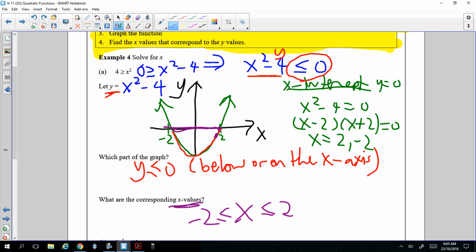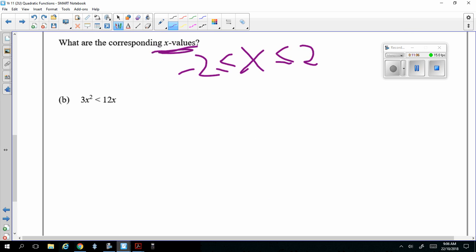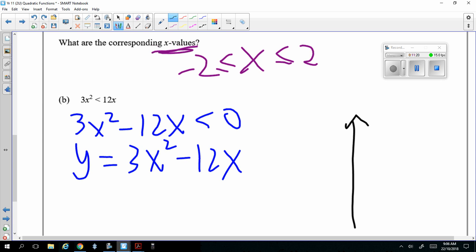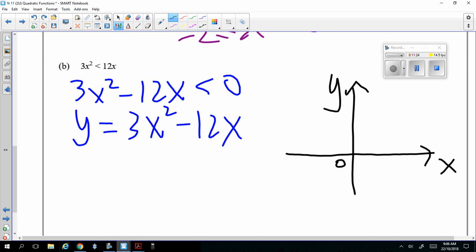Let's try this. So you moved it to the left side, which is good. So you got 3x squared minus 12x less than 0. Y equal to this. So whatever that is, you just let y equal to that. And draw it. How do you draw? Find the x-intercept. How do you find x-intercept? Y is 0. And then just solve by factorizing. Okay, have a try. Factorize. Go.